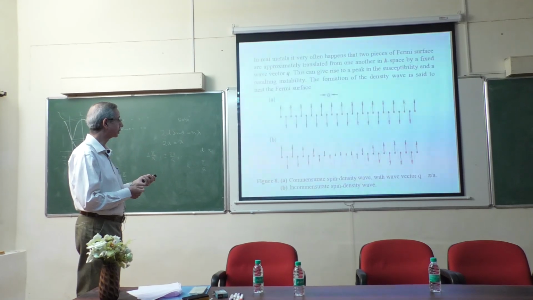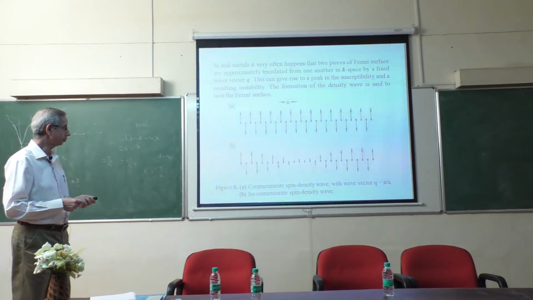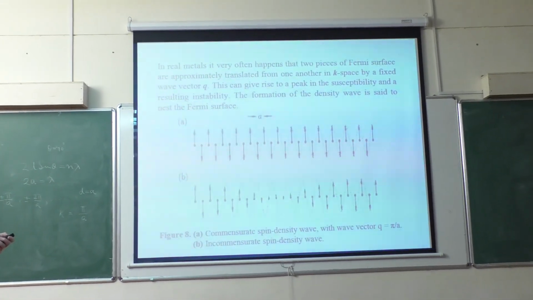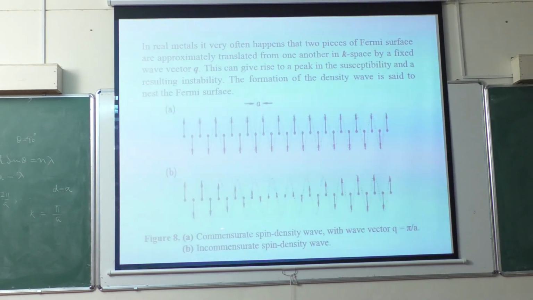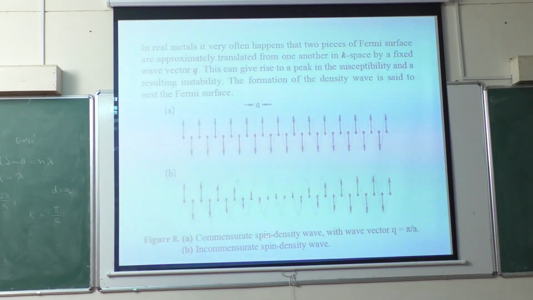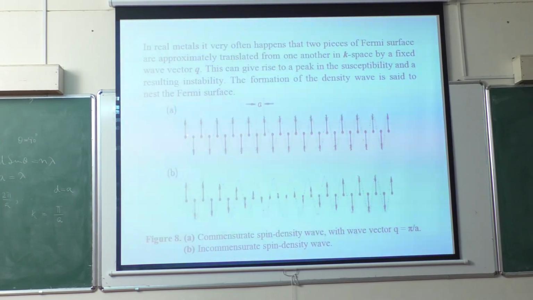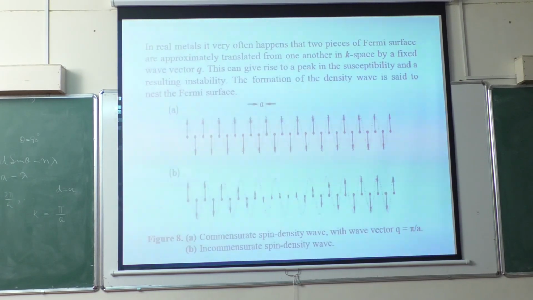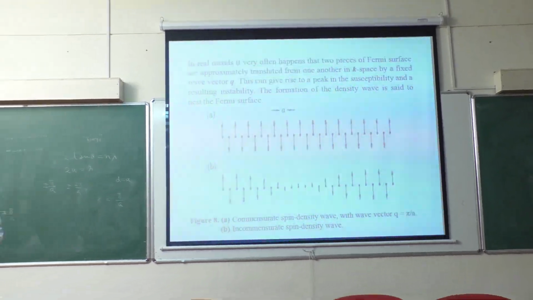So let me go to the next. Okay. Here you see now, if you are dealing with a wave vector which is equal to pi by a, as I showed you, then you have a commensurate spin density wave. What does it mean? It means that the spins and the lattice periodicity is the same. Okay, and it's going from this to this.